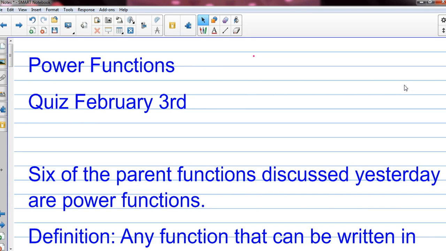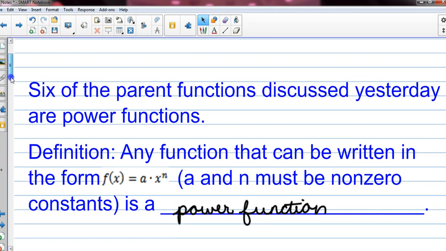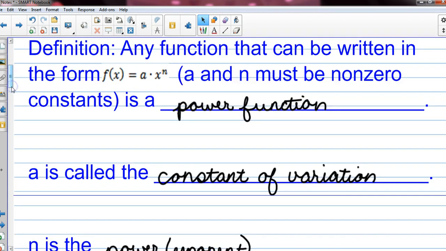The definition is: any function that can be written in the form f of x equals a times x to the n. A and n must be non-zero constants, and that is a power function. Please have that definition in your notes.